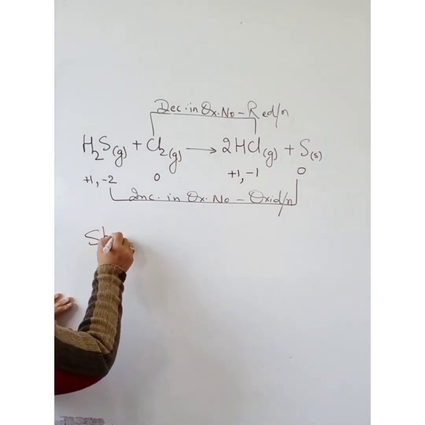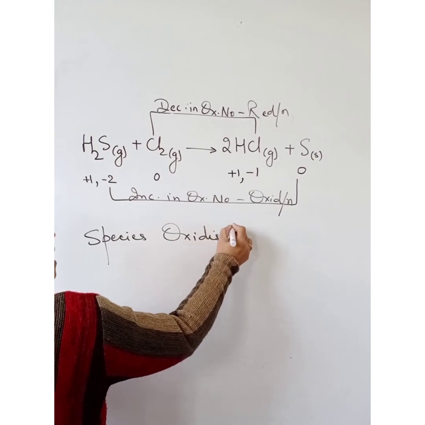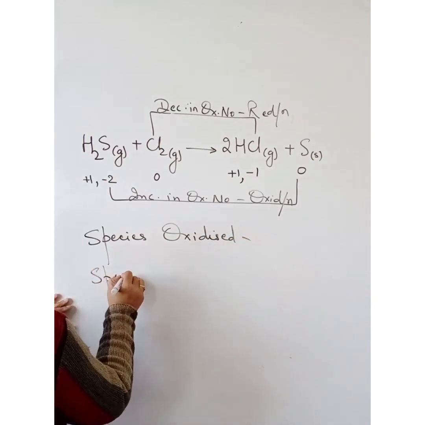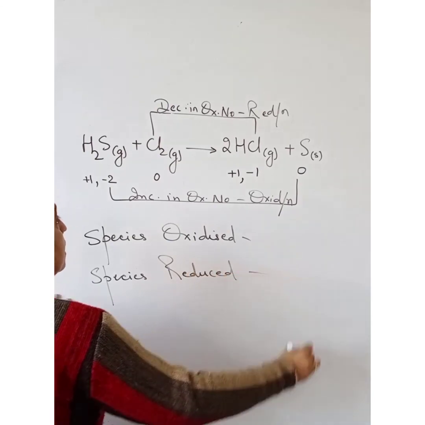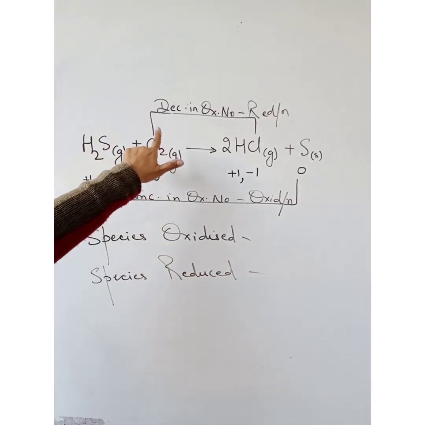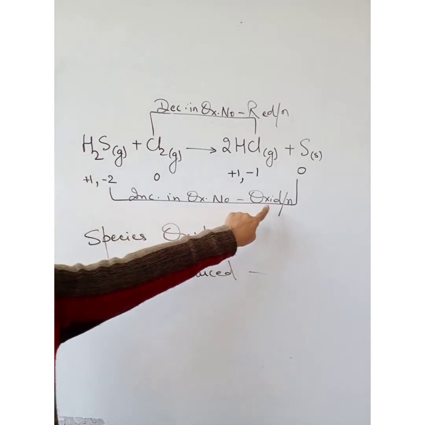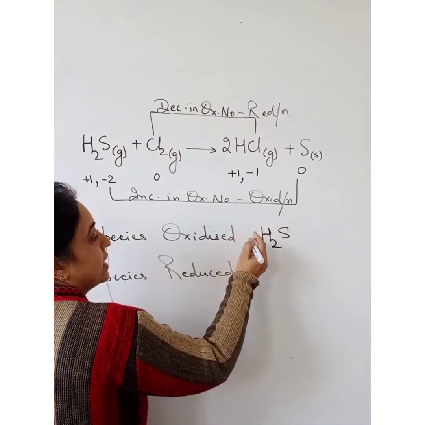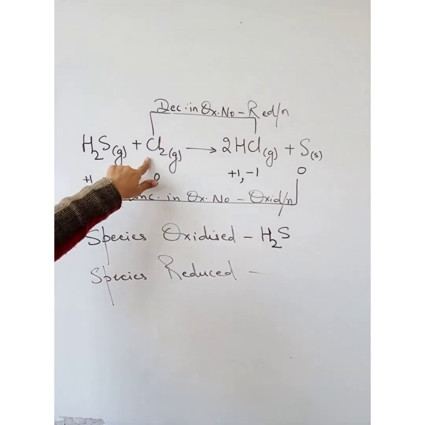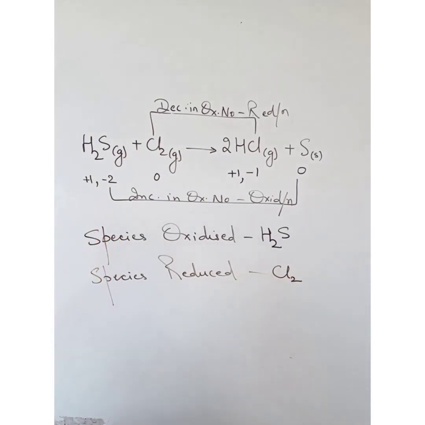Now you can find out the species oxidized and the species reduced. You have to find that from the reactant side only, ignoring the stoichiometric coefficients. H2S is undergoing oxidation. So the species oxidized is H2S. Cl2 is undergoing reduction. So the species reduced is chlorine.